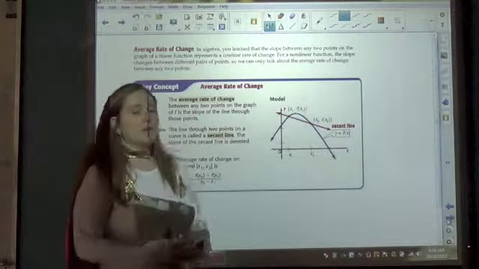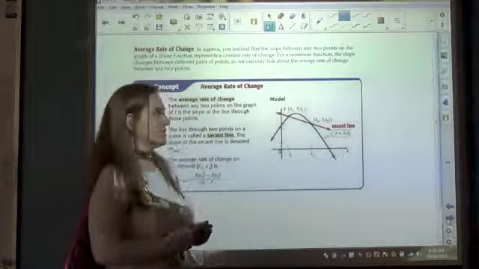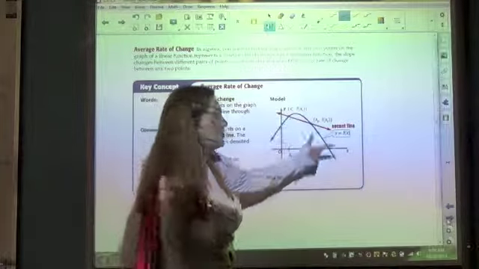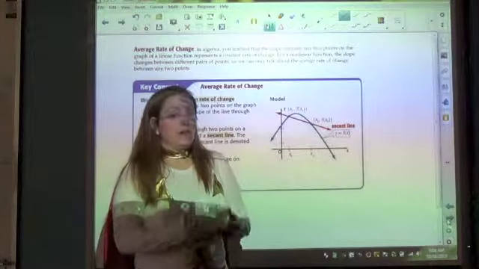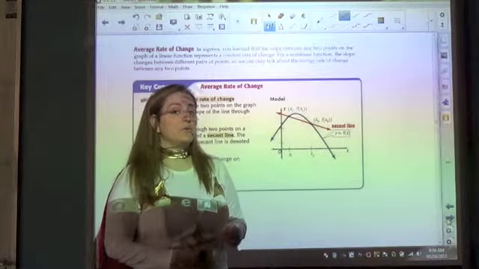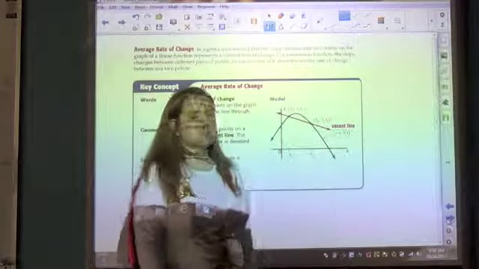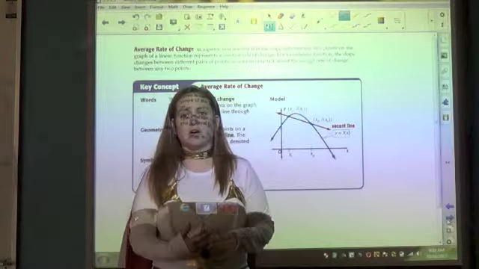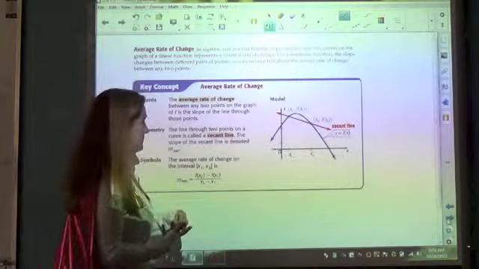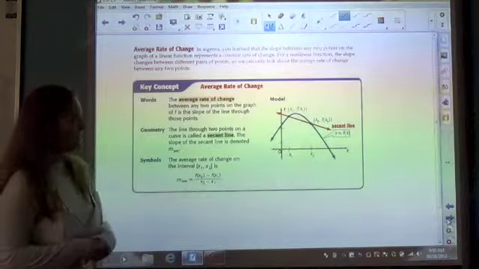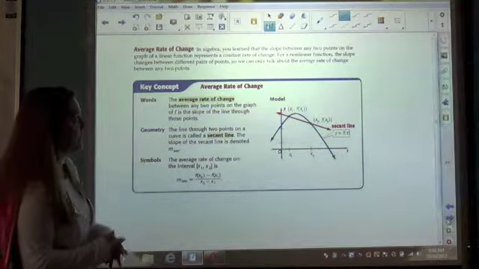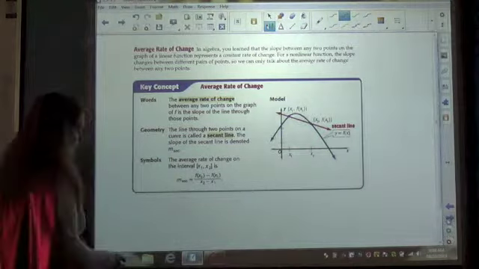If I wanted to find the average rate of change of a curve, I pick 2 points from that curve. That's what the book will give you. They will give you the 2 points. After you find the 2 points, you find the slope of the line. That's your average rate of change. So the formula I just put up a second ago is exactly from your book.